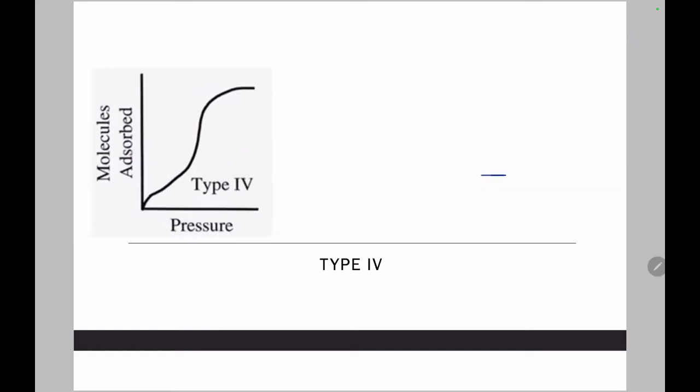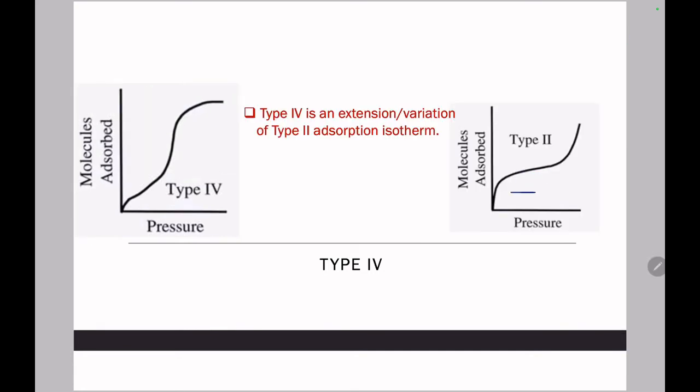Next, we will see the type 4 adsorption isotherm. This is the type 4 adsorption isotherm. The curve obtained is shown in the figure. On comparing with the type 2 adsorption isotherm, we can easily find that this type 4 adsorption isotherm is a mere extension or variation of the type 2 adsorption isotherm. That is, up to this point, it is like the type 2 adsorption isotherm.